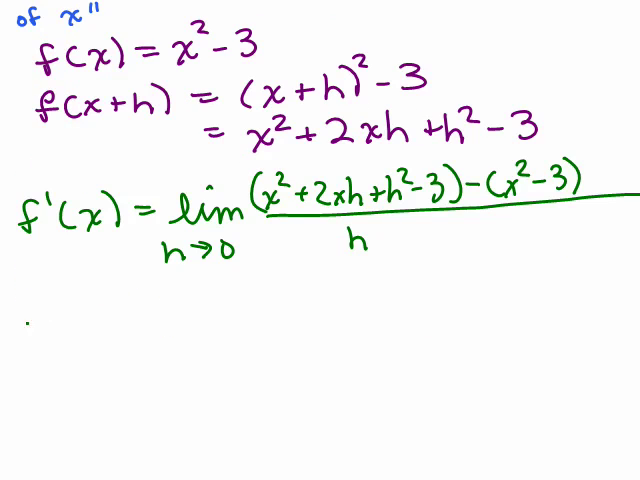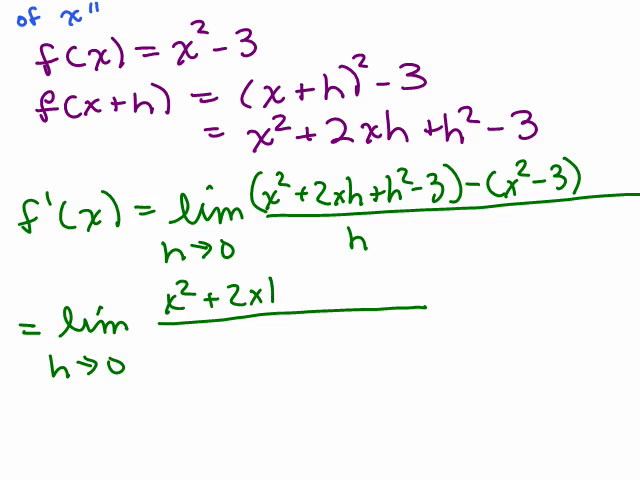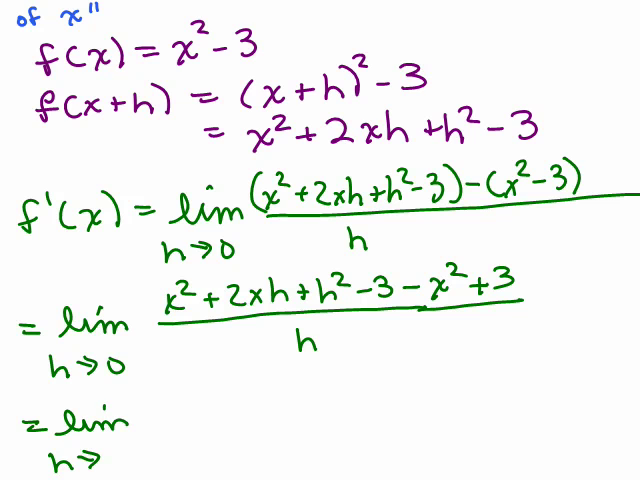All right, we have to keep going. Let's write that as the same thing. Remember you have to keep writing the limit as h approaches 0. And let's simplify the numerator. So I have x squared plus 2xh plus h squared minus 3 minus x squared plus 3 when I distribute the minus sign. And in the numerator, the x squared minus x squared cancels, the negative 3 plus 3, I end up with just 2xh plus h squared over h.